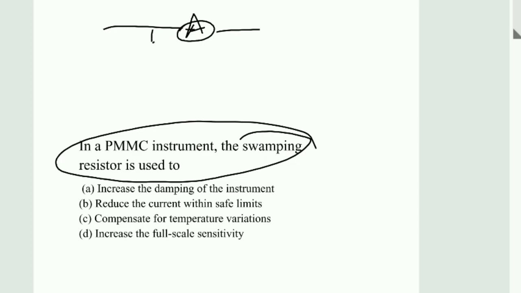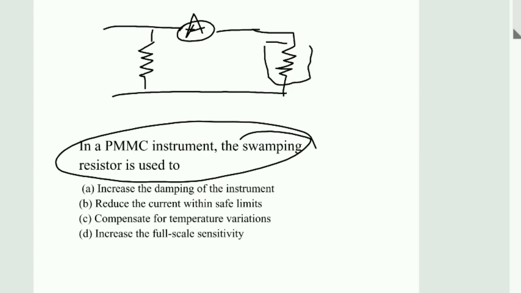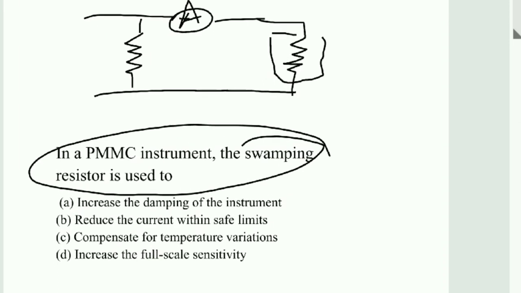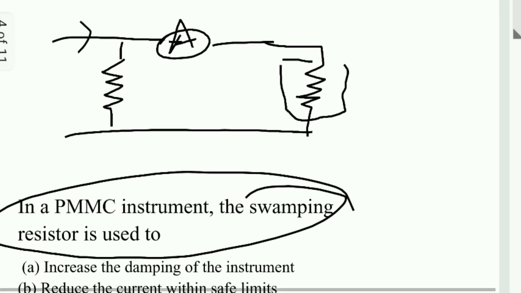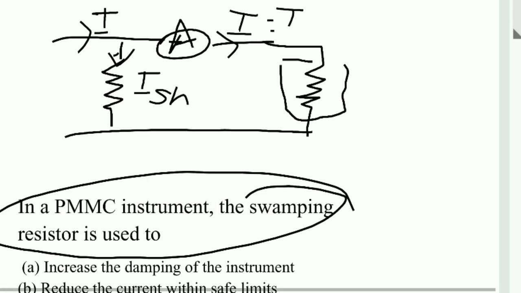There is a shunt and there is swamping resistance. Okay, so this is the shunt. If you assume here I is the current to be measured by the ammeter, then the shunt field current should be ISH, and the meter current will be IM. IM means I minus ISH, right?